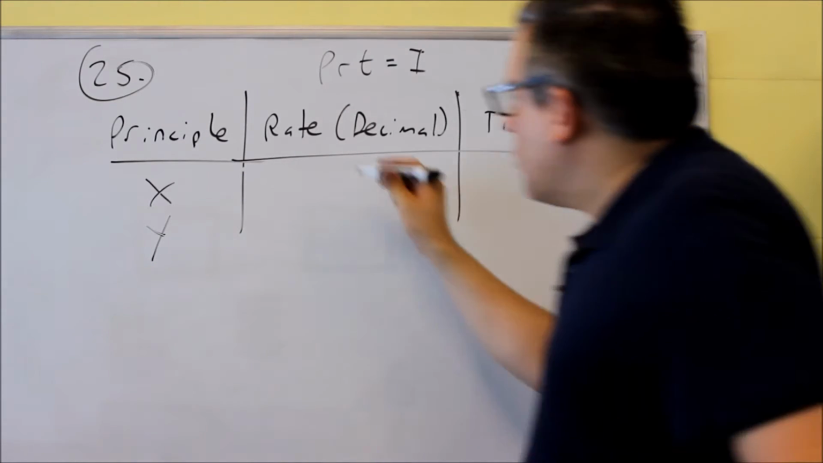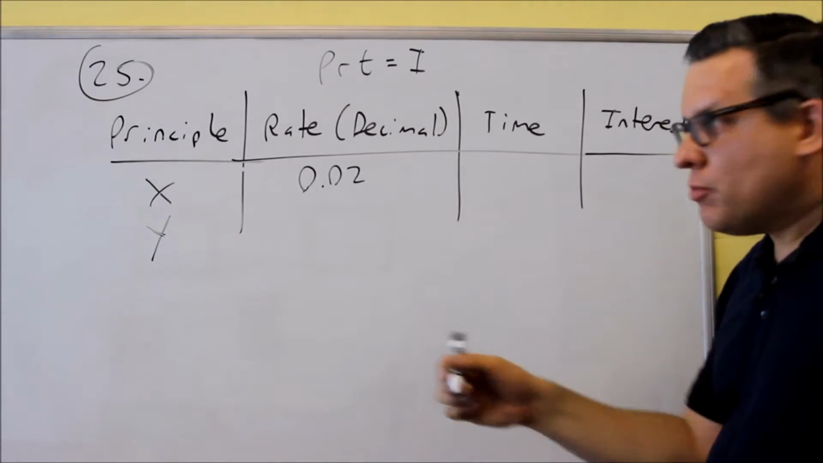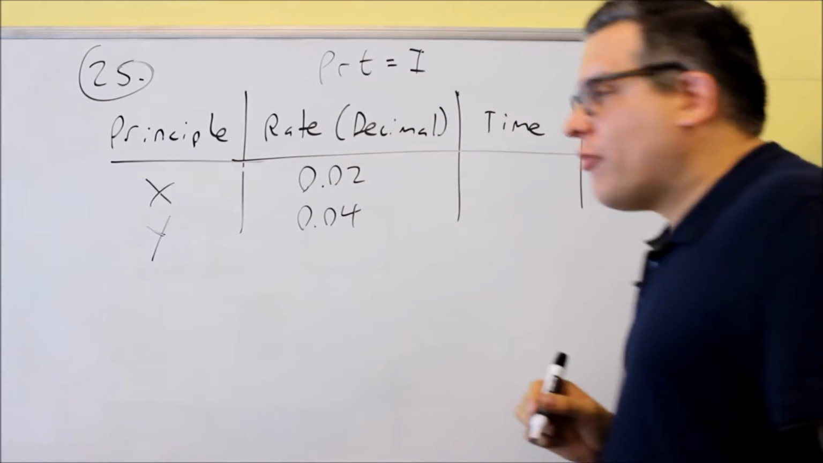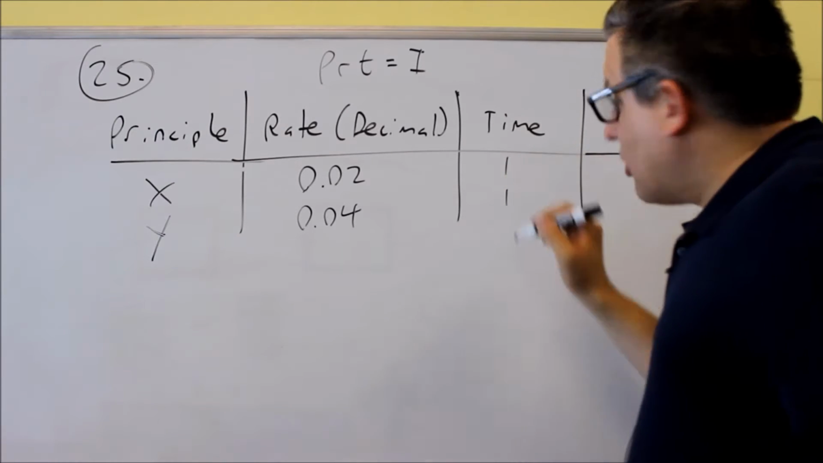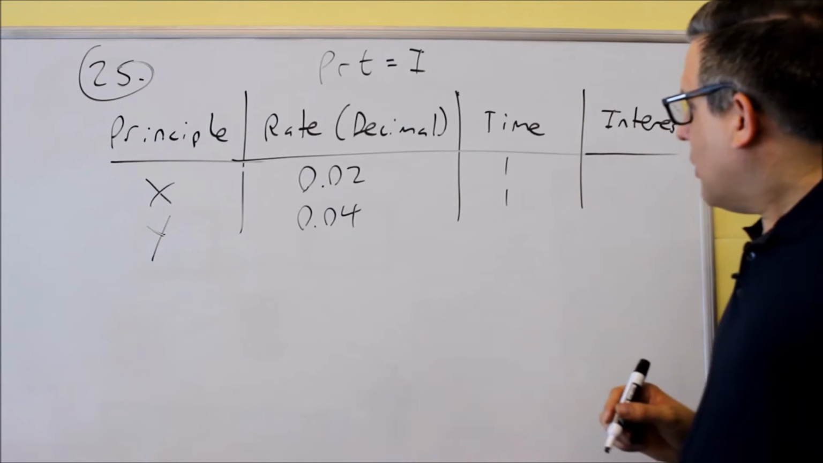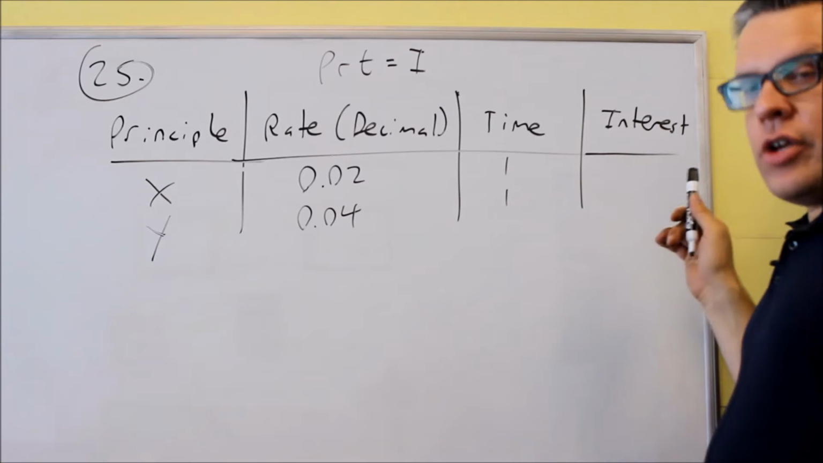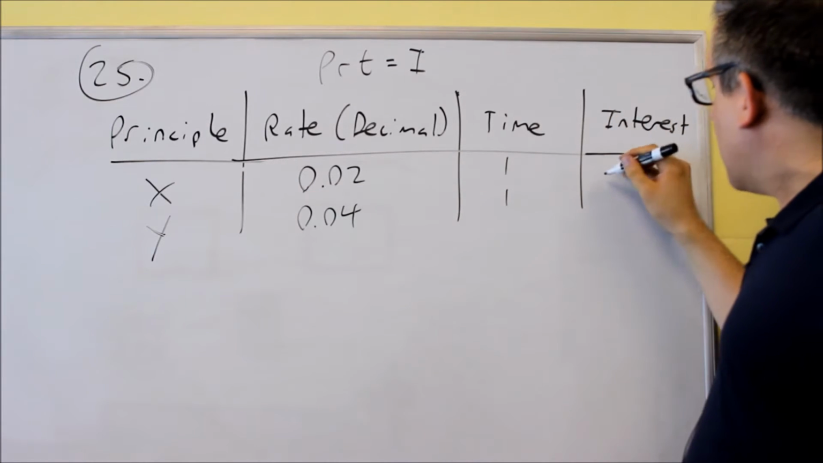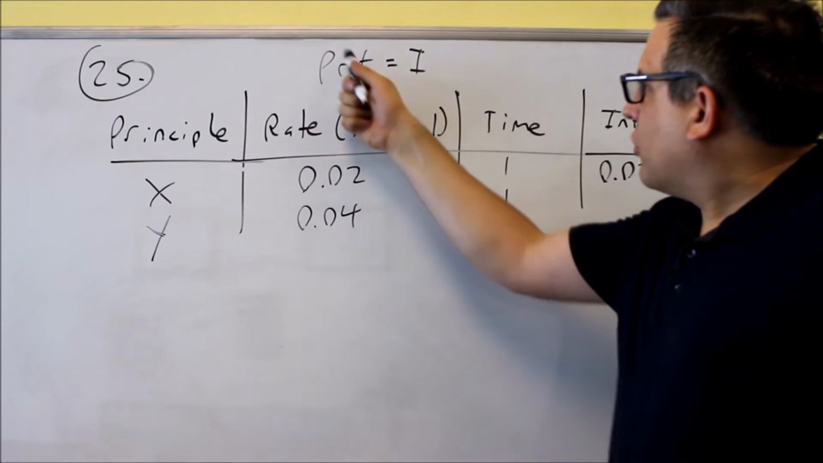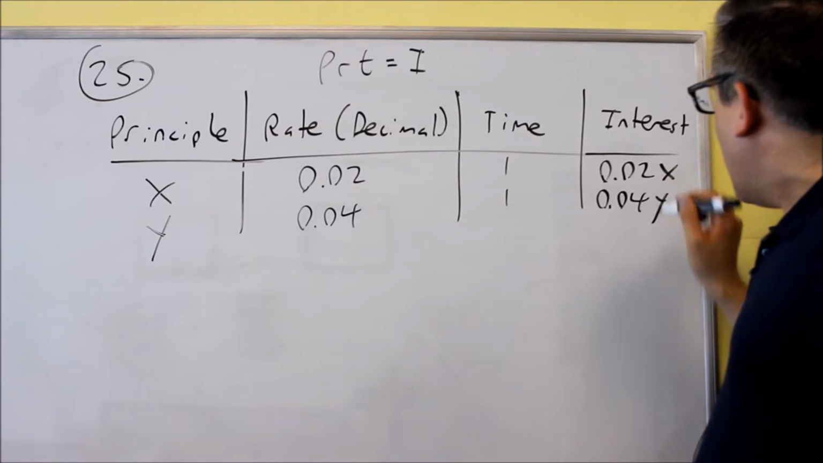Part of it is going to be at 2% simple interest. Remember that's 0.02, not 0.2, 0.02. And the other one is at 4%, so 0.04 there. My time is going to be 1 year because it says annual return. The word annual means 1 year. So I'm going to multiply all these together and that result goes here for my interest. Multiplying across, I get 0.02x. That's the expression for interest there because that's what this formula tells us. Multiplying these together, I get 0.04y.